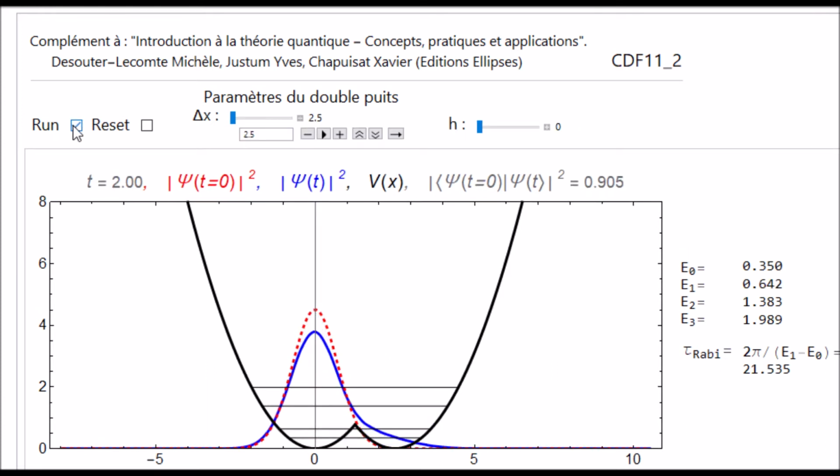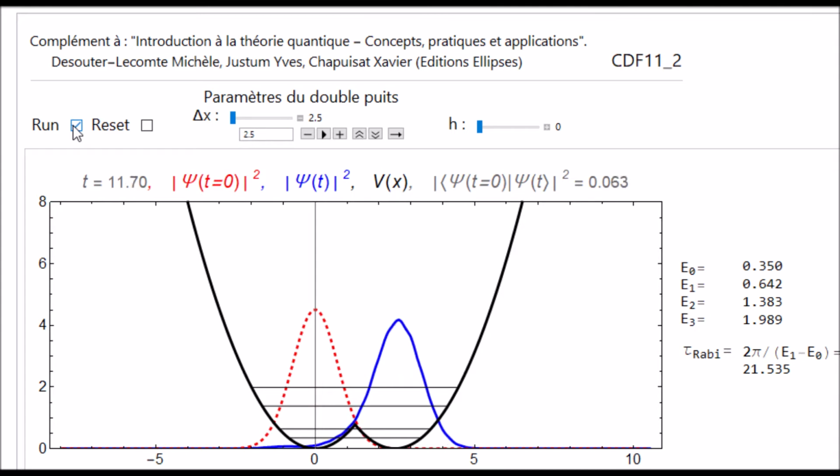If the gap between the wells decreases, the coupling becomes very important, and the Rabi period also decreases. But in this case, the match with the formula may decrease a little bit, because the two-state approximation becomes less consistent.